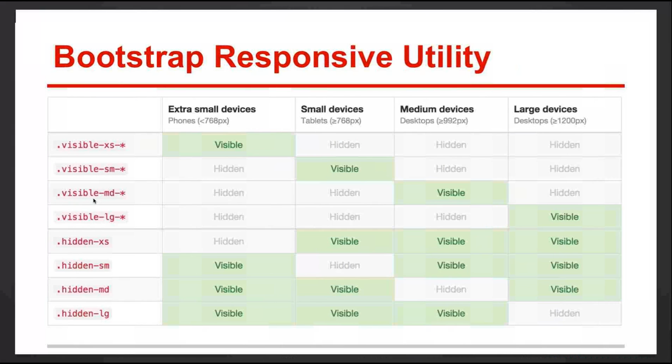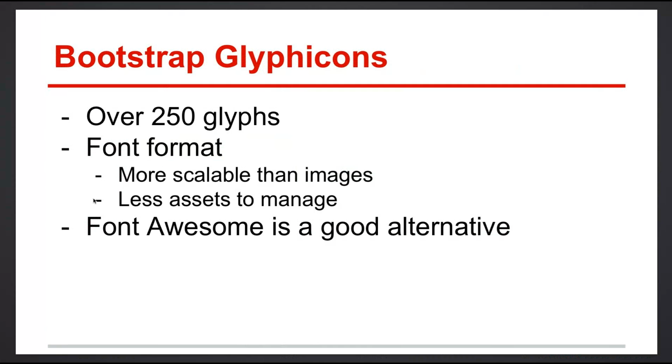And the other cool thing is Bootstrap glyph icons. They have over 250. They're fonts. So if anyone remembers the days of trying to find icons and trying to find the 32 by 32 image or the 16 by 16, you had to deal with copyright, you had to deal with scaling. It was a pain. Now font icons are pretty popular. You can use Bootstrap, or personally I prefer Font Awesome, which is a good alternative, and it's also free.